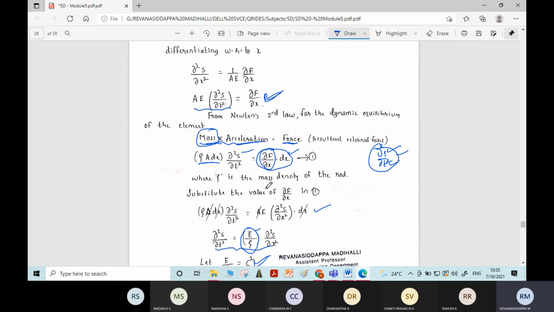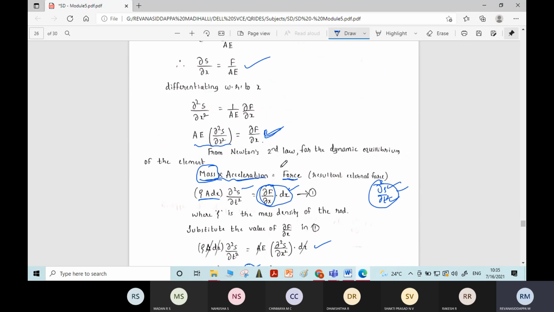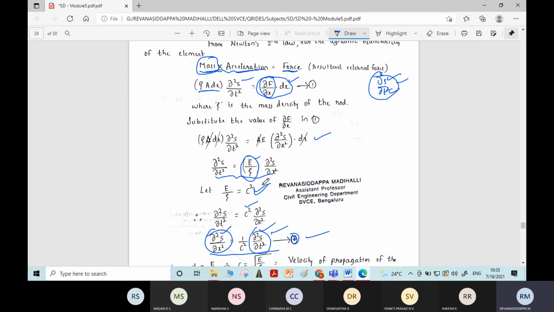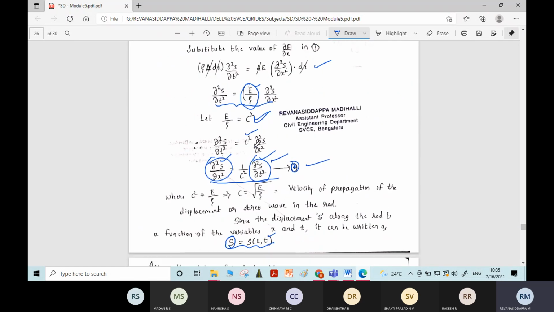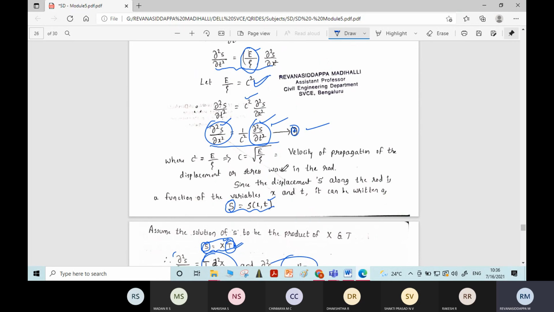Second step is utilizing Newton's law. Okay, mass into acceleration is equal to force. Formulating the equations for mass and the acceleration and the force, you will get del F by del X in this expression. Substitute the value of del F by del X here in this equation. Do the simplification, you will get some constants, E by rho. As E is also constant, modulus of elasticity, rho is also constant, that is density. Both these ratios are equated to a constant, that is c square. After taking it as c square, after simplification, you will get one more expression. This is the second step.